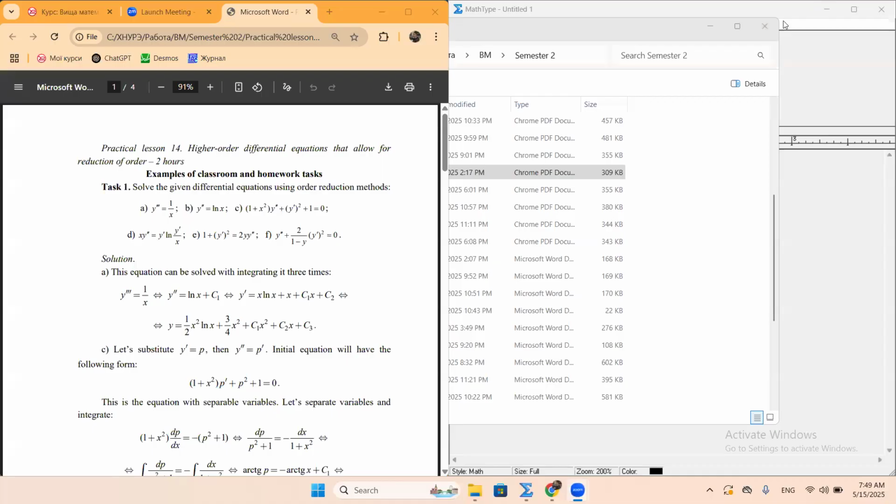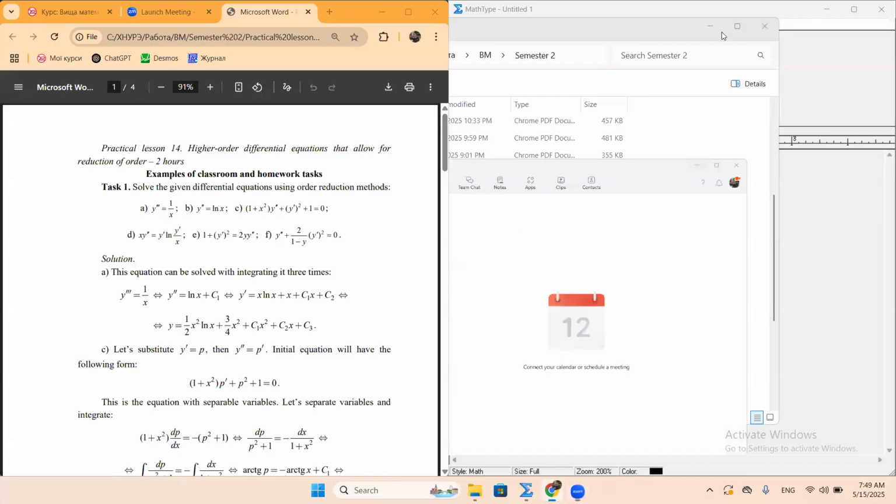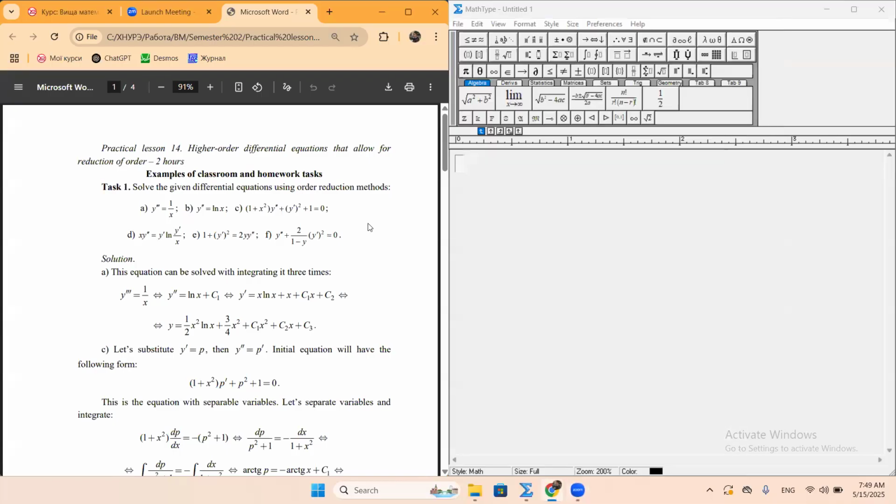On the previous lesson, we started differential equations, and today we will continue. We will have even two practical lessons, and we will start with higher order differential equations that allow for a reduction of the order.